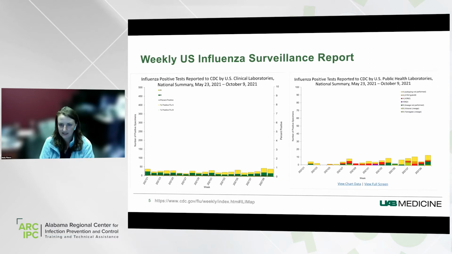All of these cases have been submitted for at least typing as either A or B, not necessarily serotyping. The graph on the right shows subtypes: A, not subtyped A, H1N1, H3N2, where there have been a handful, and then a split of the Yamagata and Victoria lineages of influenza B. So in general, across the country, we have not seen much flu activity yet, which is great.